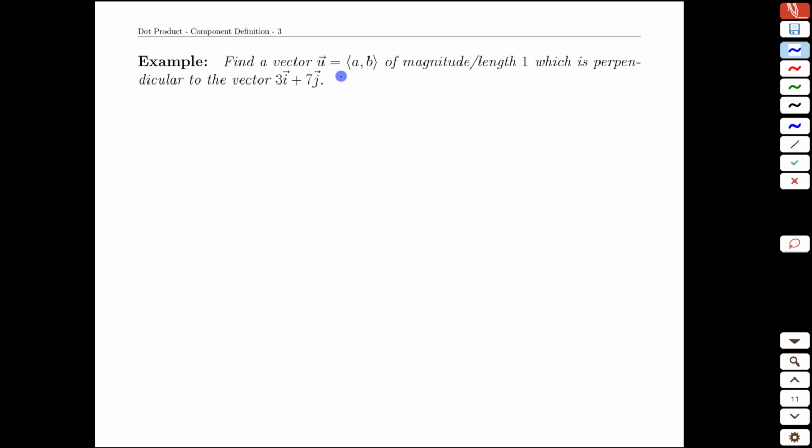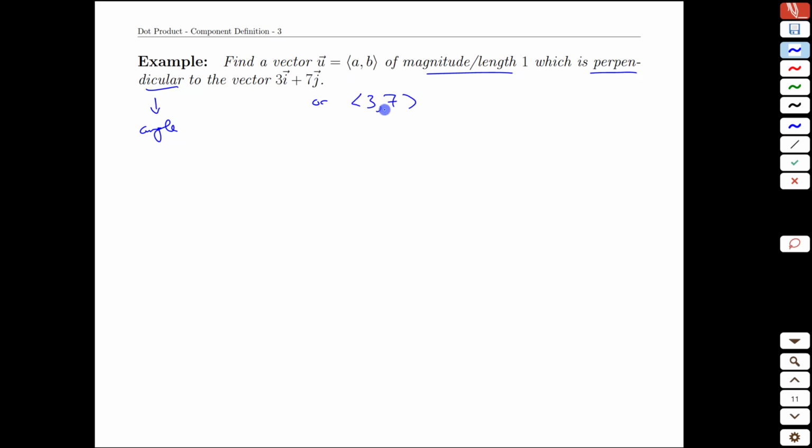We will use both the component and the angle ideas to look at this problem here. We're asked to find a vector u, which has two components a, b, so the components are there already, magnitude or length 1, and which is perpendicular to, so that involves our angle definition, to the vector 3i plus 7j, or in component notation, simply the 3, 7 vector.